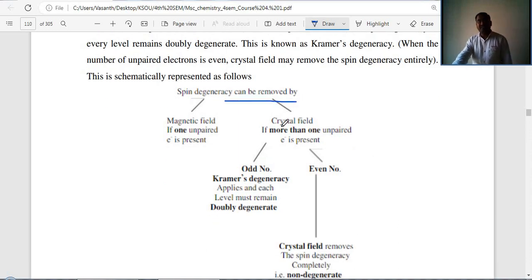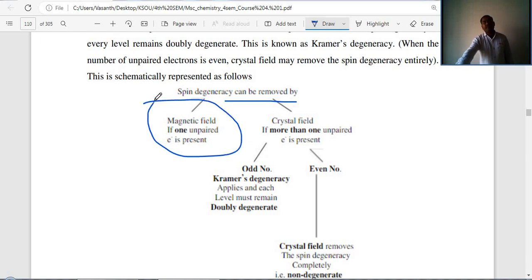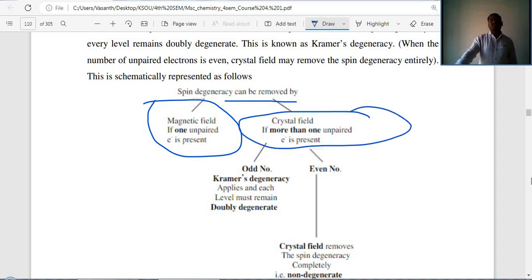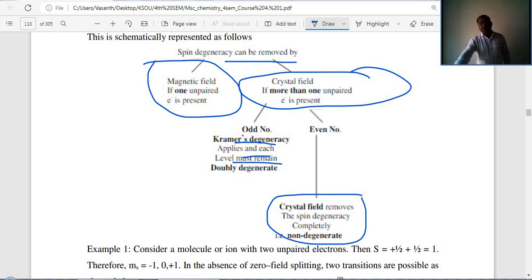The spin degeneracy can be removed by a magnetic field if one unpaired electron is present, or by the crystal field if more than one unpaired electron is present. If the number of electrons is odd, Kramers' degeneracy applies and each level remains degenerate; this is what the crystal field removes for an even number. The spin degeneracy of the complex is removed.